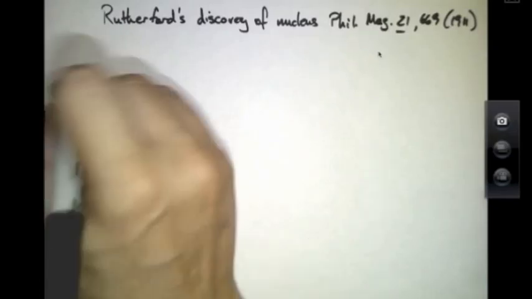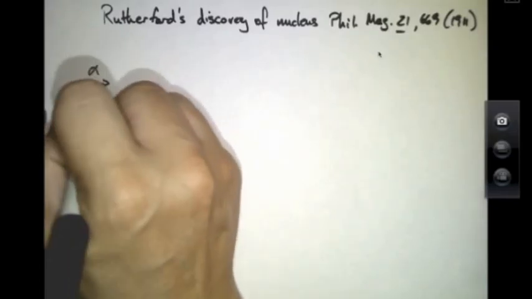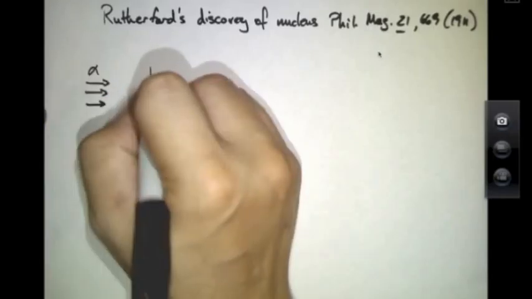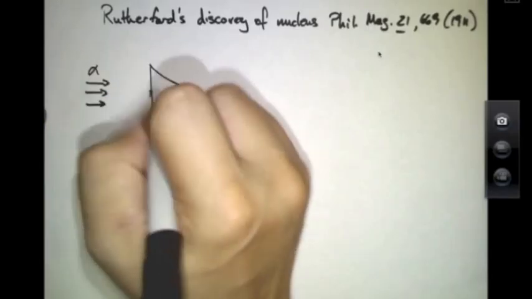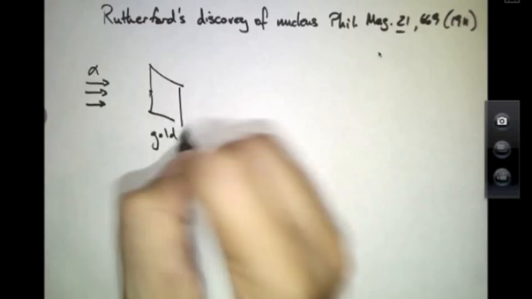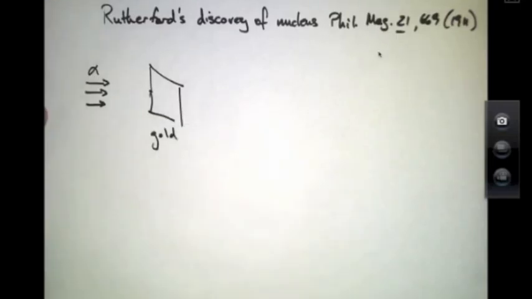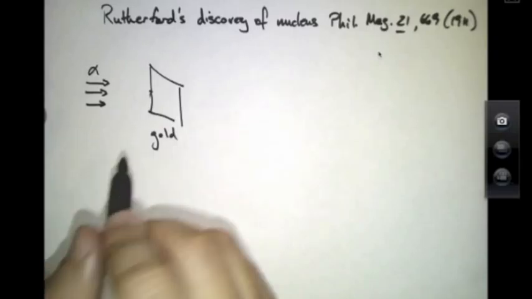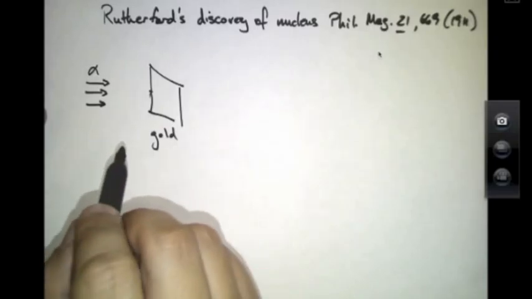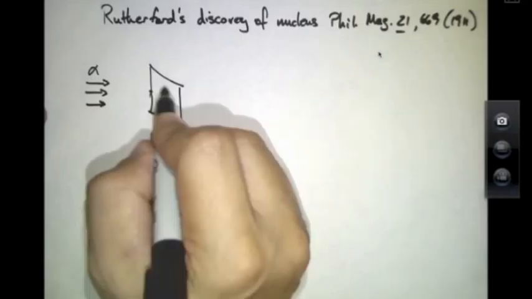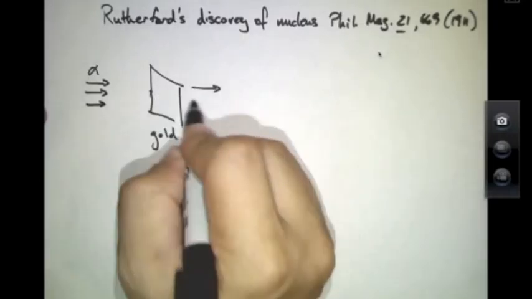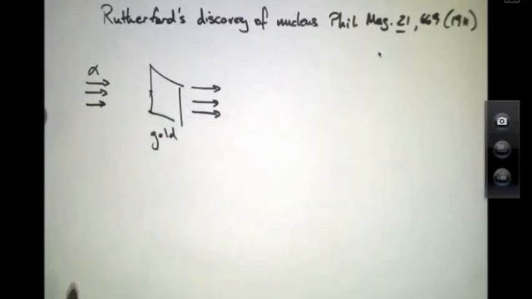Rutherford's experiment consisted of an alpha particle beam aimed at a foil made of gold. And it was already thought that the atoms of gold were much smaller than the spacing between them, and so they would expect most of these alpha particles to pass right through.